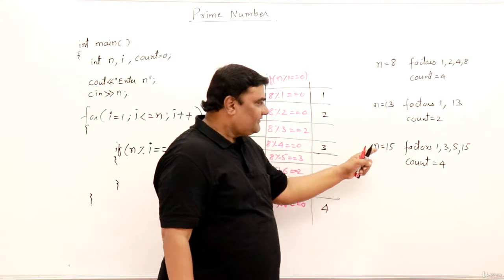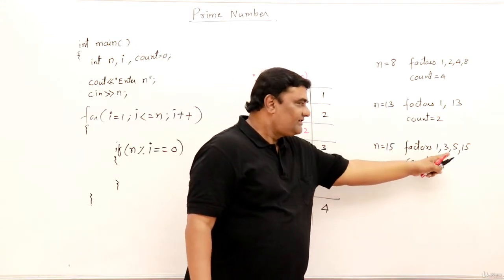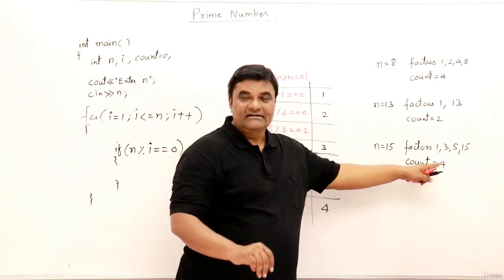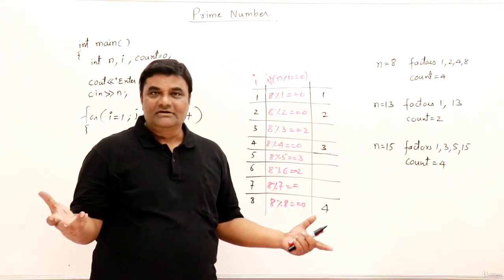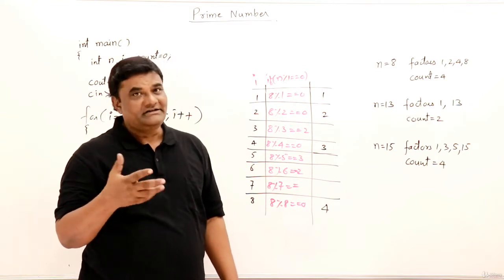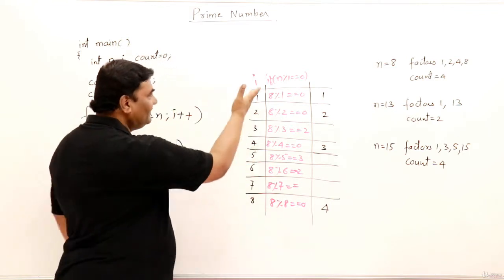Then one more number, 15. What are the factors? 1, 3, 5 and 15. Total how many factors? Count. Total 4 are there. It's not a prime number. So simple. Do you know how to find factors? Yes, we have already seen this.